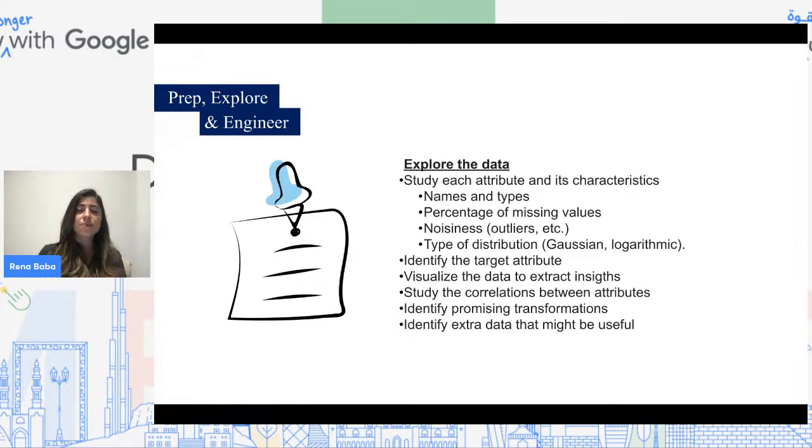Now, for every attribute, so for every column in the data set, so let's say for employee data, you are gathering age, salary, years of experience, and so on. You need to look at the characteristics, you need to look at if there are missing values, if there are outliers, and we're going to talk about that in detail. And then you can also, from the data that you have, extract or identify extra data that might be useful. So that's the first thing.